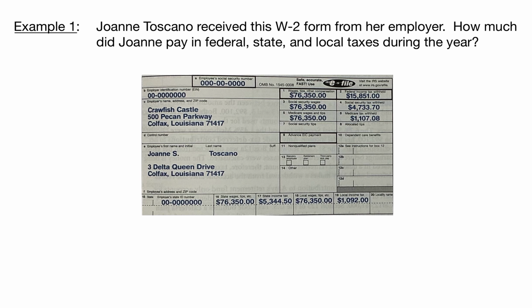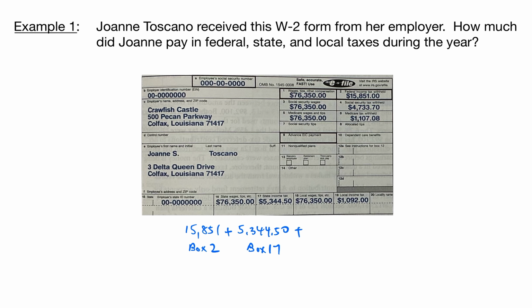Okay, so how much did she pay in these 3 different taxes? So we're going to look at box number 2, which is in the amount of $15,851. Okay, so this is box 2. And then we're also going to add her state income tax, which is box 17, and that's in the amount of $5,344.50. So she paid that much in state income tax, and we'll label this as box 17.